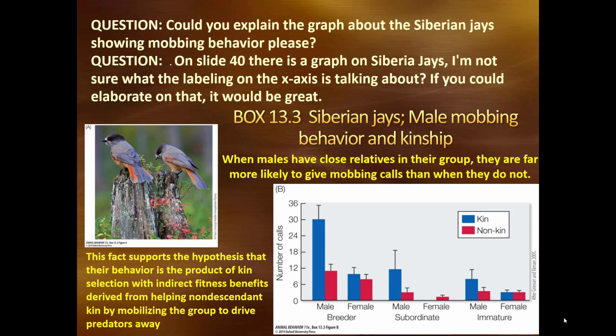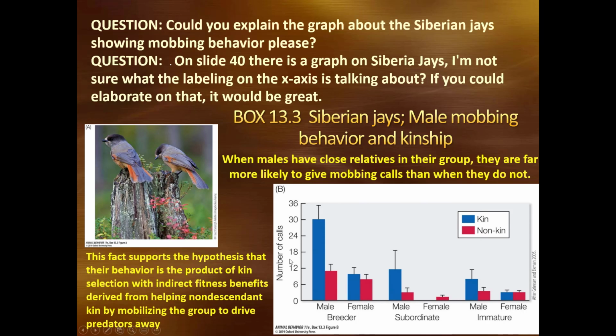The questions here are asking to interpret this particular figure on Siberian jays. What we're looking at on the x-axis are different categories of individuals. So they're either of breeding age, or they're breeding at that point. We have subordinate individuals. So these are individuals that are probably capable age-wise of breeding, but they are not breeding at that moment. And then these are immature individuals who are not reproductively capable yet.